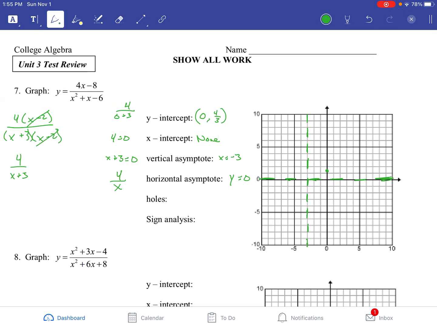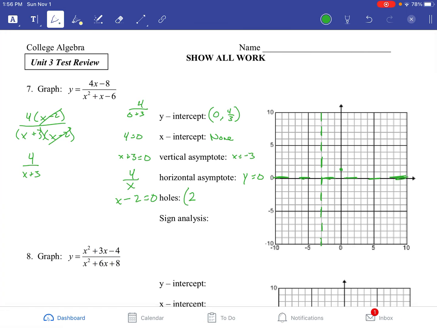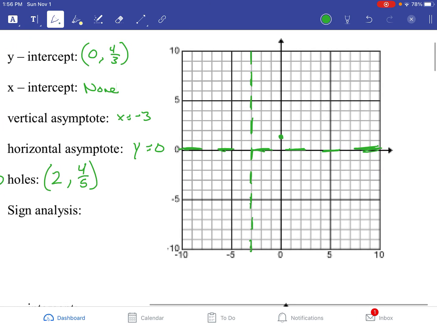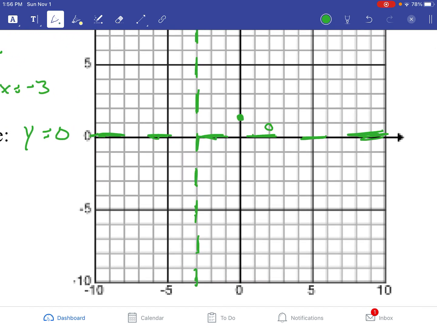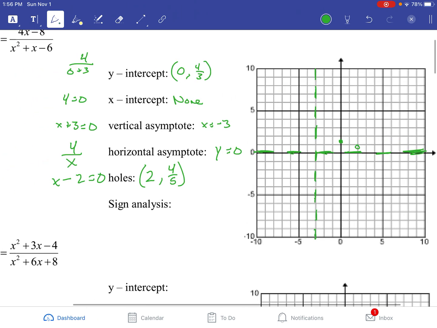Next we go to the holes. We canceled out x minus 2. So we're going to solve that for x, which gives us the x value of our hole, which is 2. All right, and then we're going to use that 2 in our equation to find out what the y value is. So we have 4 over 2 plus 3, which gives us 4 over 5. So our hole is going to be at 2, 4 over 5. 1, 2, 4 over 5, there's our hole.